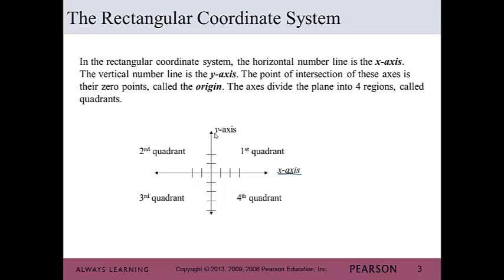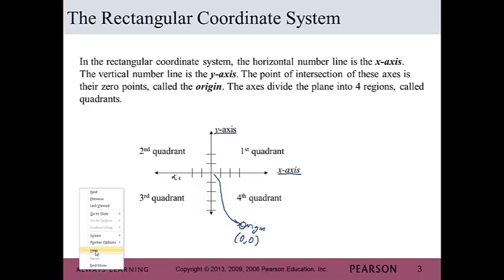So horizontal line is your x-axis, the vertical line is your y-axis, so we know x goes left to right, y goes up and down, and in the middle where they meet is the origin, and it's the point 0, 0. Values to the left of the origin would be negative for x, and values to the right would be positive. Values above the origin would be positive for y, and values below would be negative for y. The plane is split up into four quadrants.